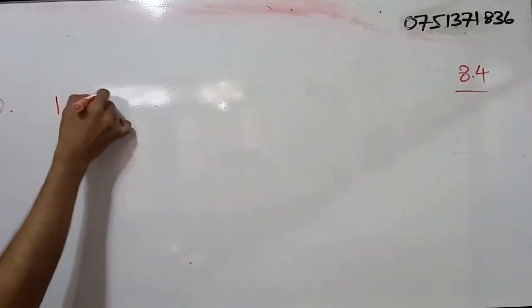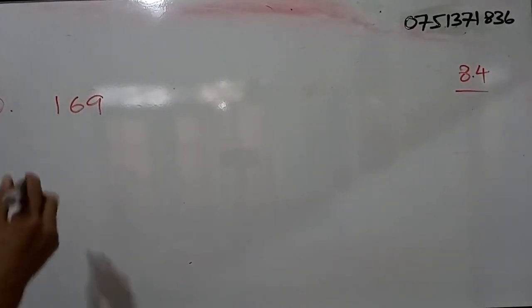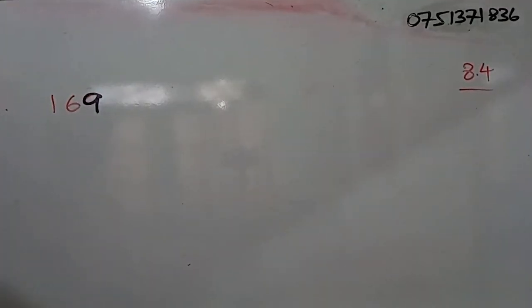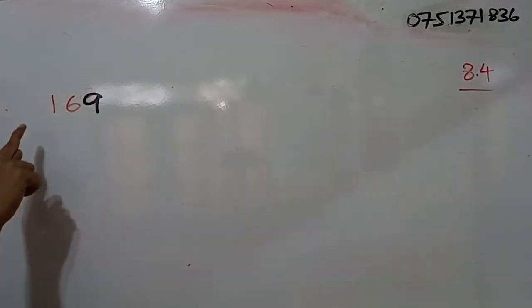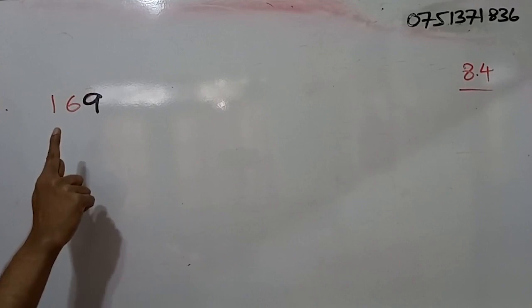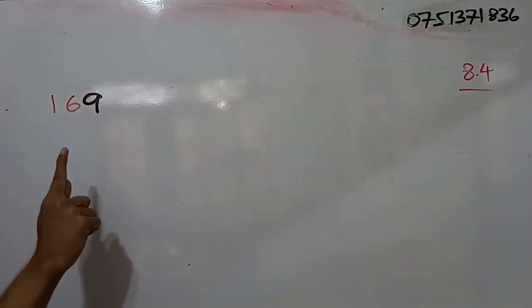Exercise 8.4, question number 2. Check whether the given numbers are perfect squares and find the square root of each number which is a perfect square. Under that, part 1, we have the number 169. The digit on the ones place is what? 9. That means this can be a perfect square. It can be, but we cannot say definitely.